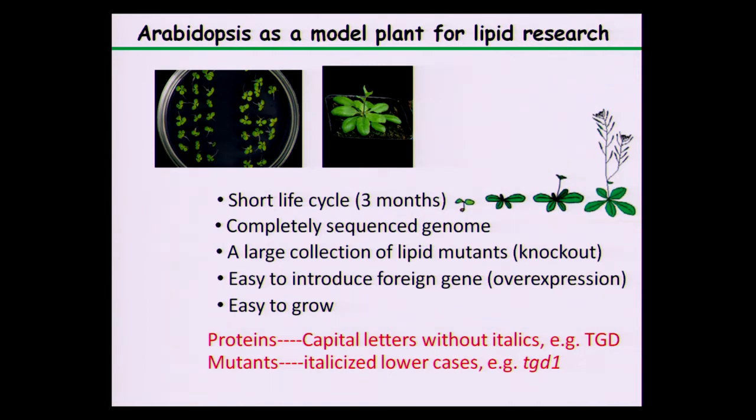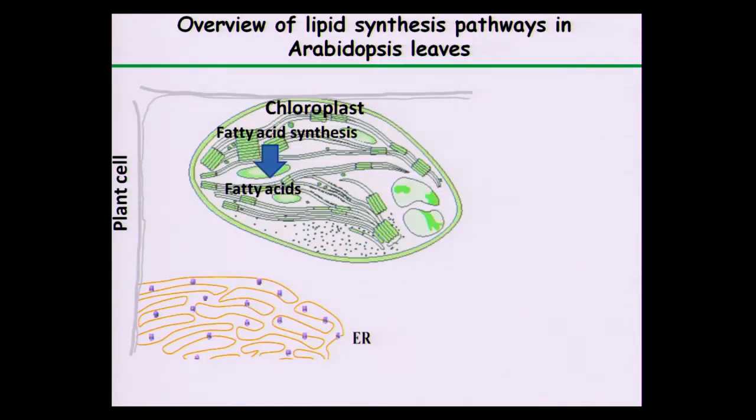In this presentation, I will try to follow the nomenclature adopted by the Arabidopsis research community. So I will use capital letters without italics to indicate proteins. For example, TGD1, this is the most important protein, as you will know in my following talk. For a mutant, I will use italicized lowercase, for example a tgd1 mutant. Remember this TGD1, this is the main target I will mention many times in the following talk.